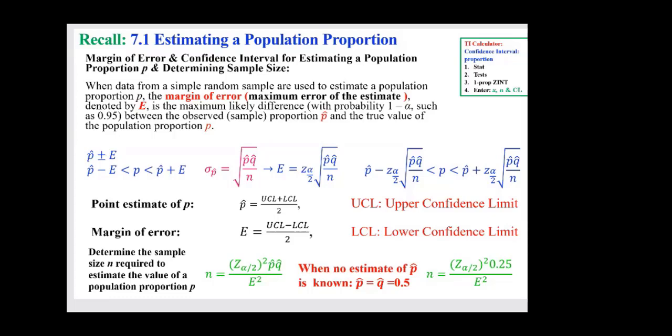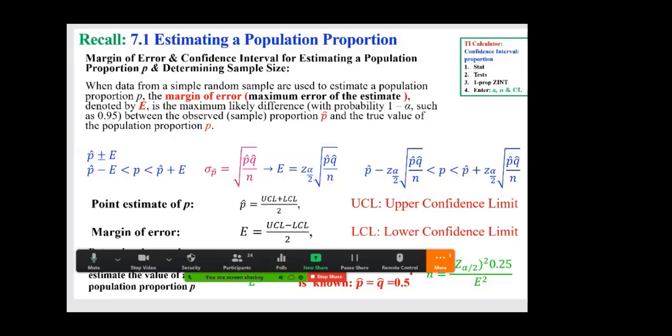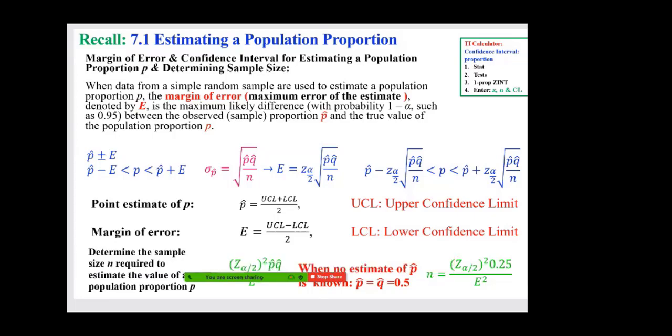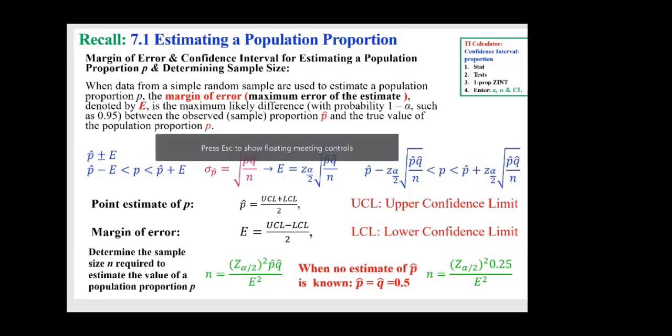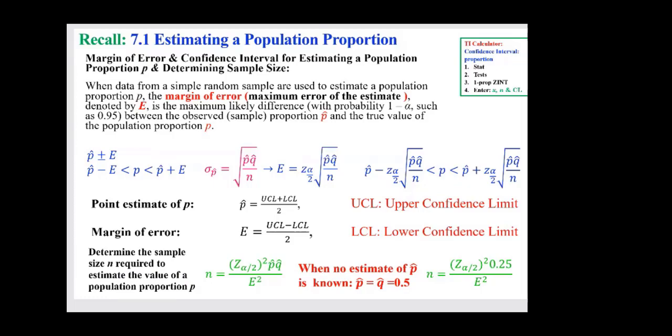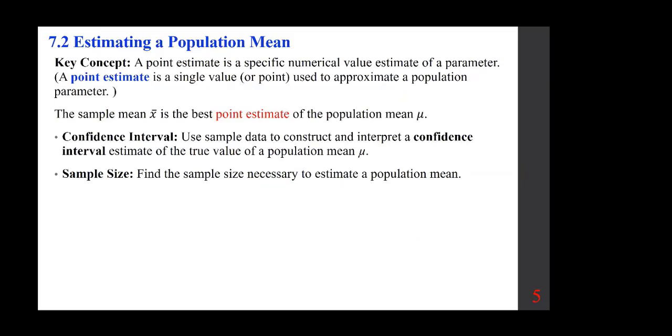Many times we use Z for short instead of Z alpha over 2. And this is when P hat and Q hat are given and are known. When they are missing, we go with the most conservative estimate, which means we just use 0.5 for each. When that's the case, the product is 0.25, 0.5 times 0.5.